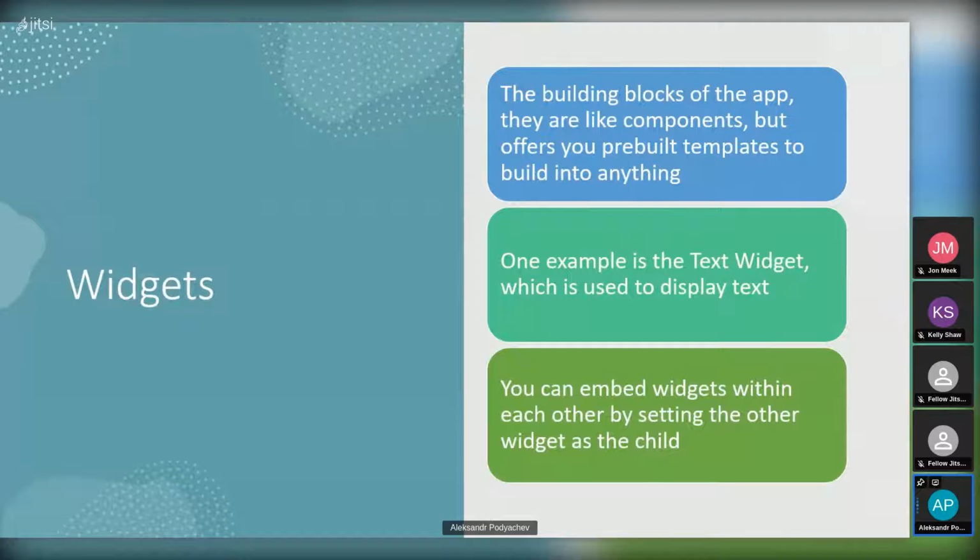So we have text widgets, which is one example of a widget which is used to display text, and you can actually put widgets within widgets by making a widget your child or children, depending on the widget.